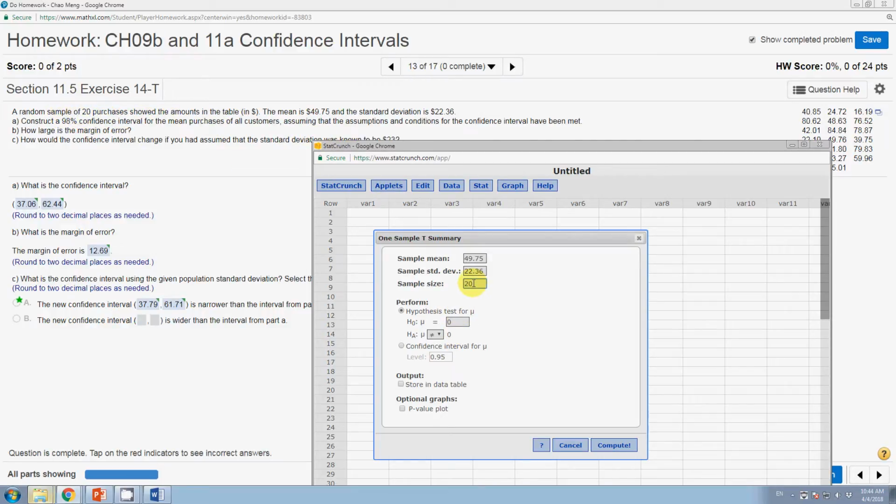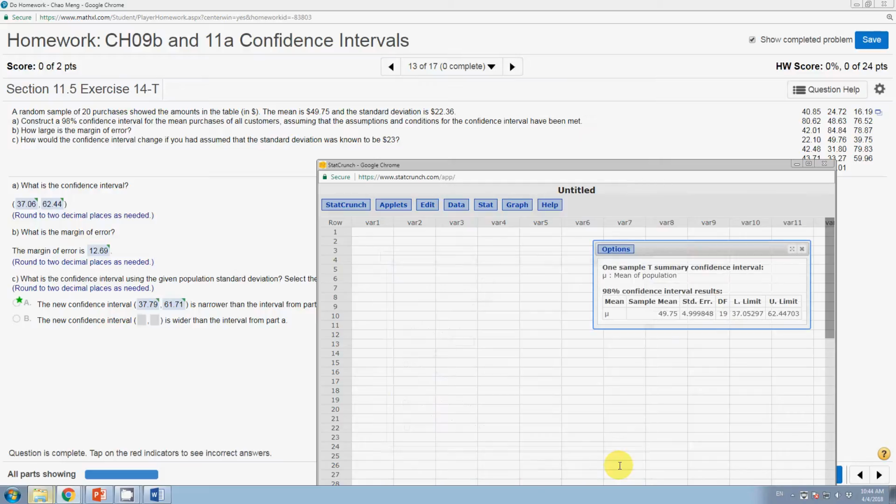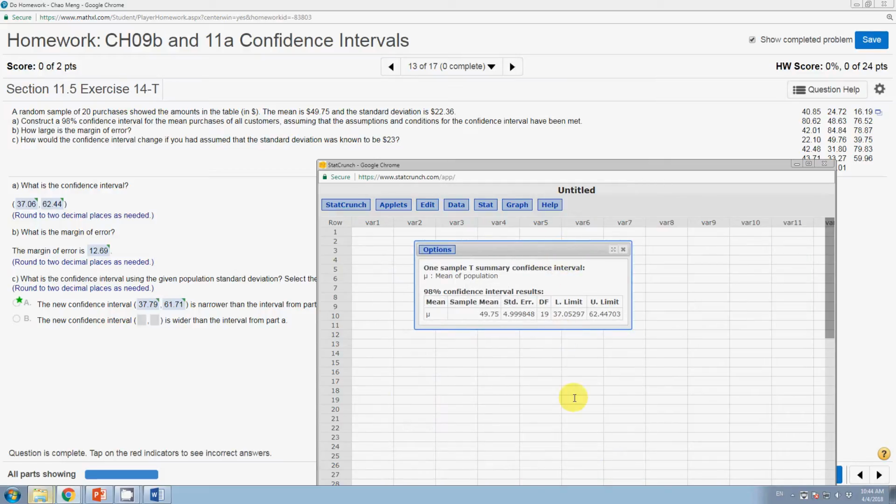The confidence interval, what is the confidence level? The confidence level we need is 98%, so that's 0.98. Let's click compute. Then we got the lower limit and upper limit. So let's put those two numbers there.